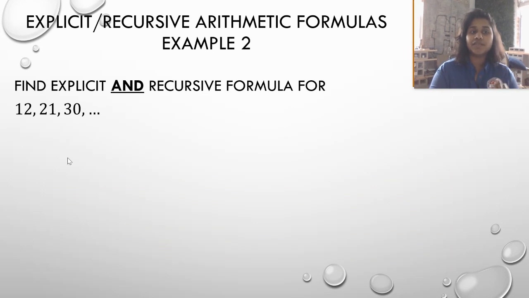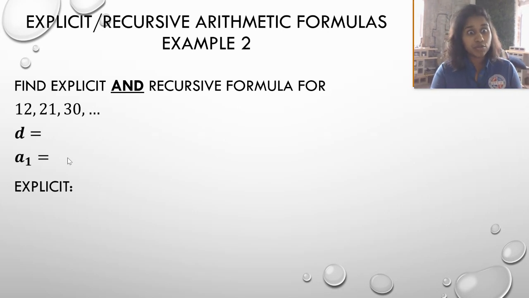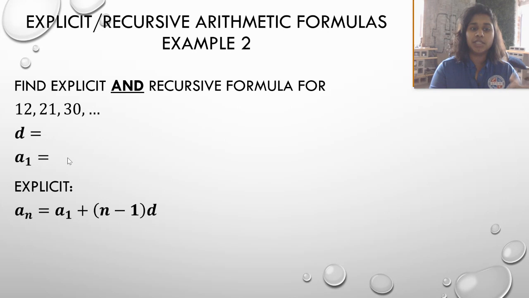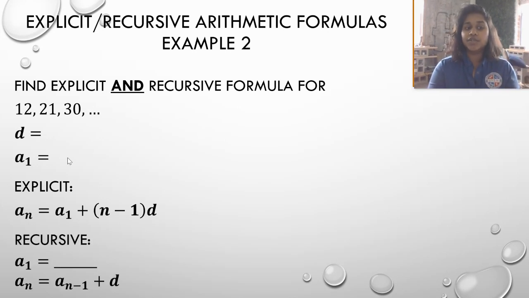So if I give you this information, 12, 21, 30, you could figure out the pattern and you could apply it. But what if I wanted to know the 300th term? Wouldn't it be nice to have a nice, neat formula ready to plug in? So that's the point of these couple of slides. Information you will need is the d, the common difference, and the first term, a sub 1, and that's pretty much it. For the explicit formula, all you need to plug in is a sub 1, n, and d. For the recursive, all you need is the d value and a sub 1. That's the only information that you need.